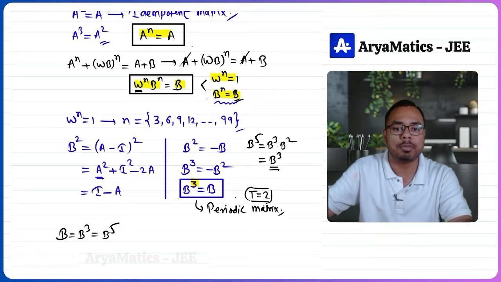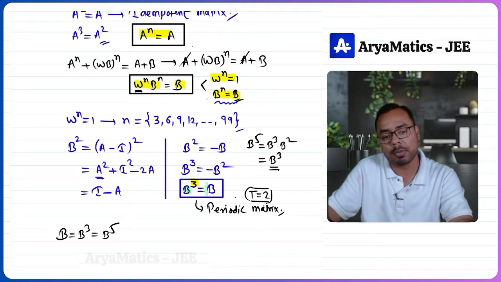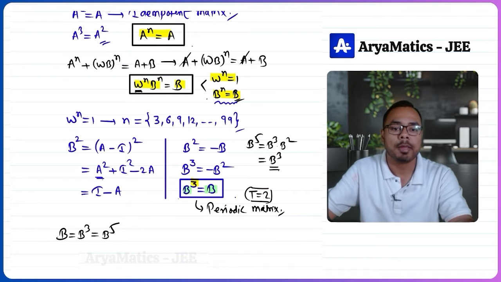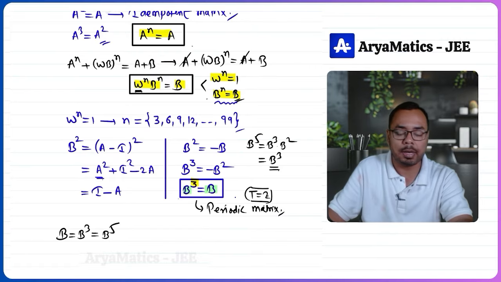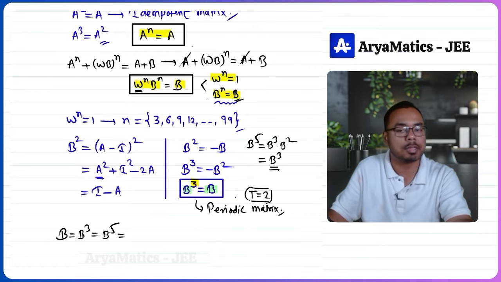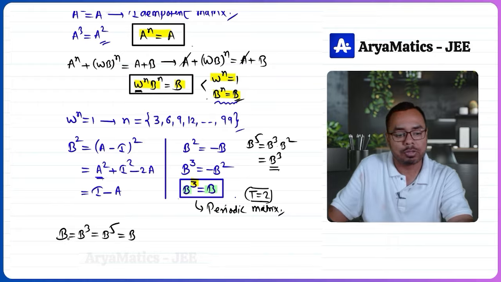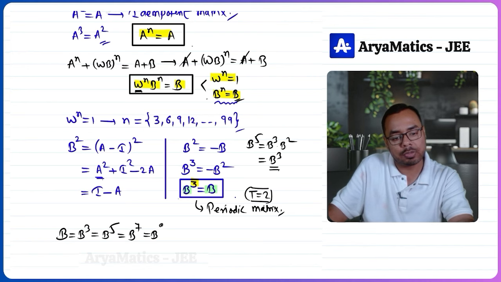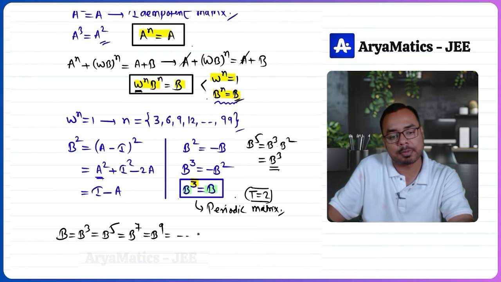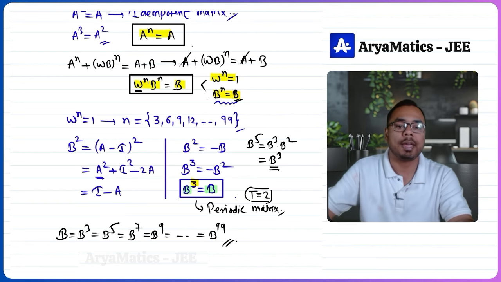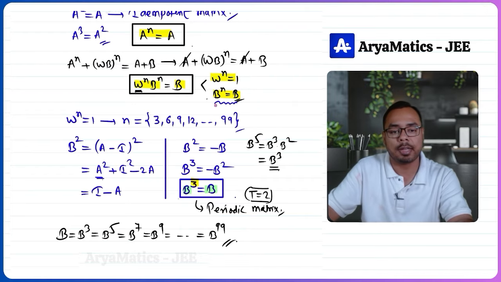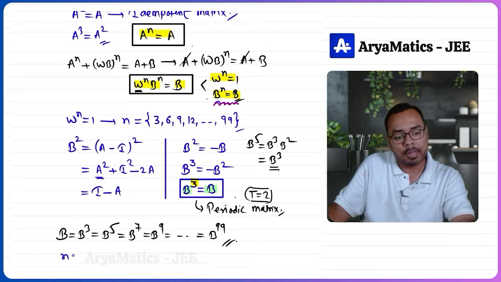Using this result, once we have the relation that B cube is the same as matrix B, we have a periodic matrix with period 2. And just keep on adding 2 in the exponent, we'll get the same matrix. So B raised to 3, 5 or 7 or B raised to 9, all of these matrices will be the same, up to B raised to 99. So if I have to satisfy this second condition that B raised to n should be the same as matrix B, then it will imply that n must be any one of these numbers.